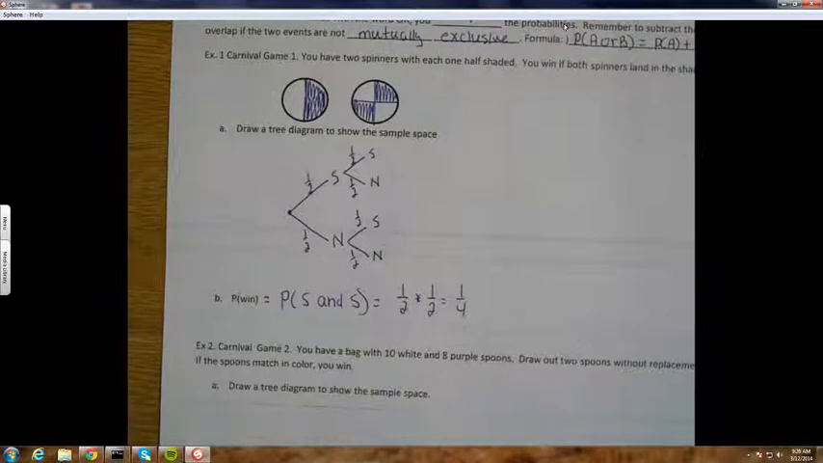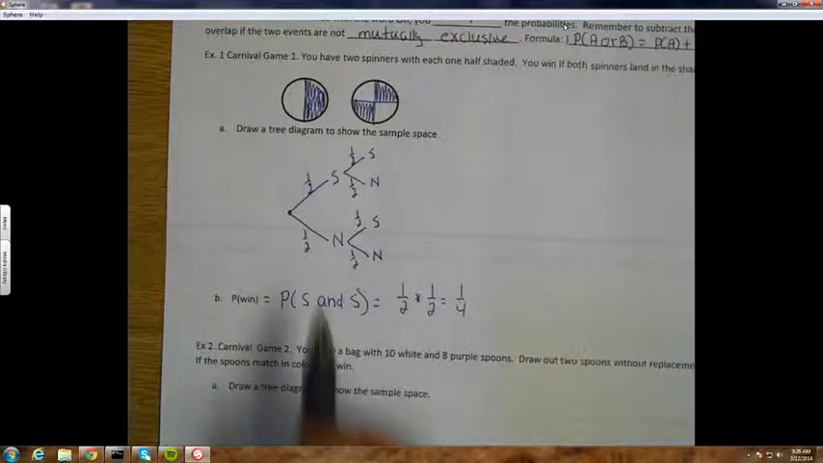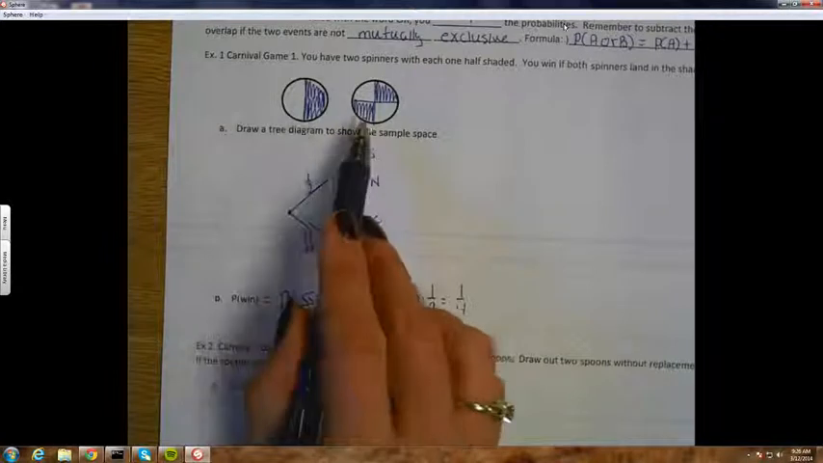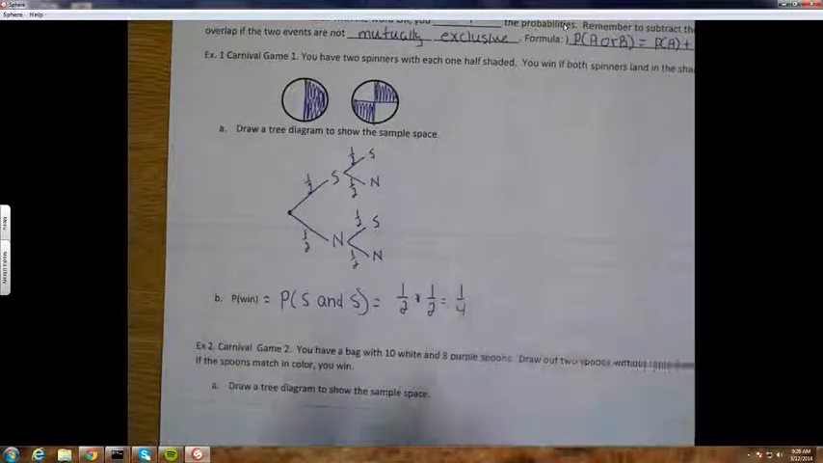Second carnival game. You're going to have a bag that has 10 white spoons and 8 purple spoons in it. The contestant's going to draw out 2 spoons without replacement. If the spoons match in color, you win the game. Okay, this one's not quite as easy to see because the probabilities are different, because you don't have an equal number of spoons. So the tree diagram was not absolutely necessary before. You could have just gotten from the picture 1/2 and 1/2, knowing that it's an and. This one's a little more challenging.